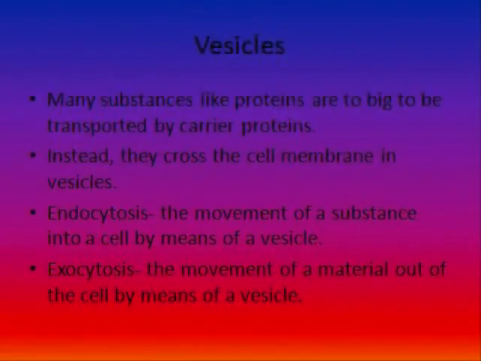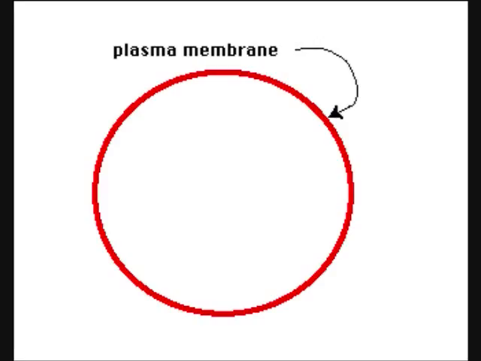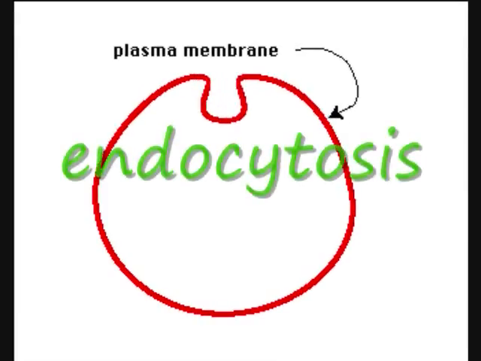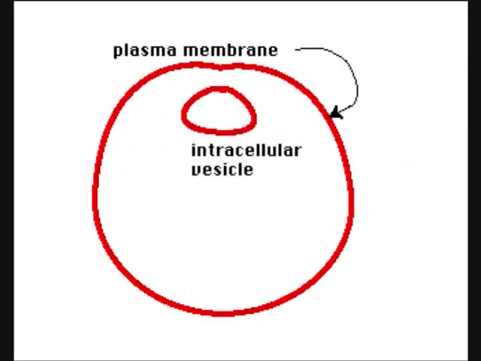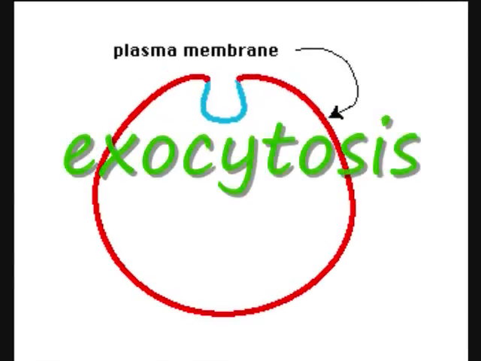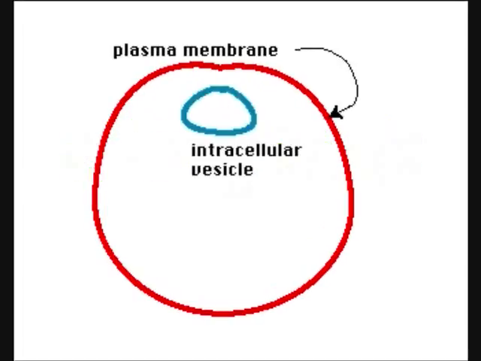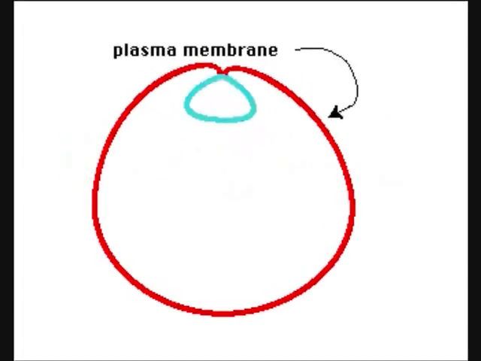Vesicles. Many substances, like proteins, are too big to be transported by carrier proteins. Instead, they cross the cell membrane in vesicles. Endocytosis. Exocytosis.